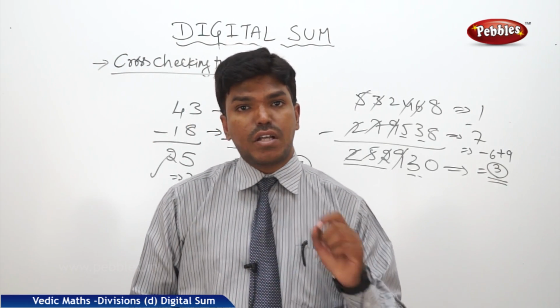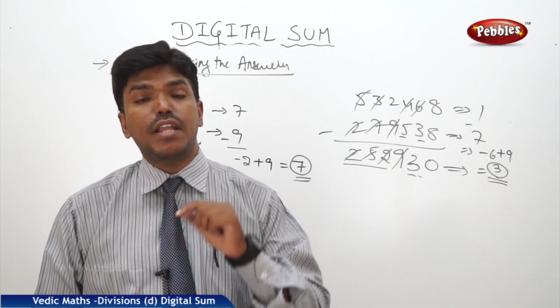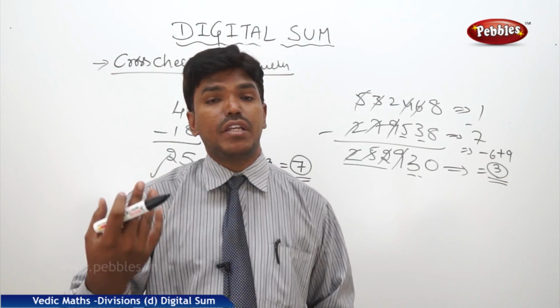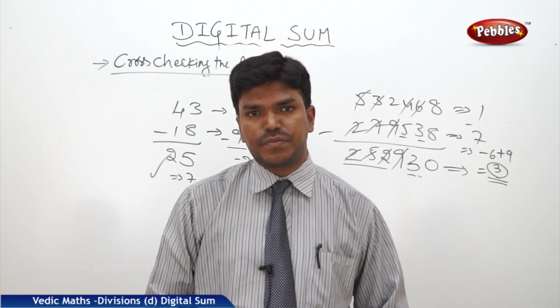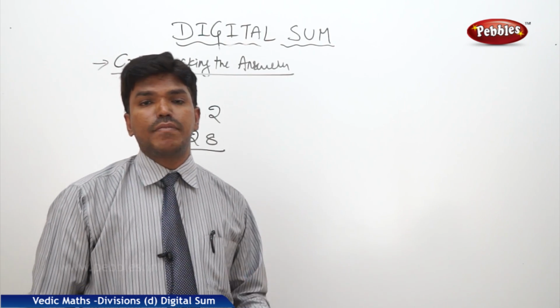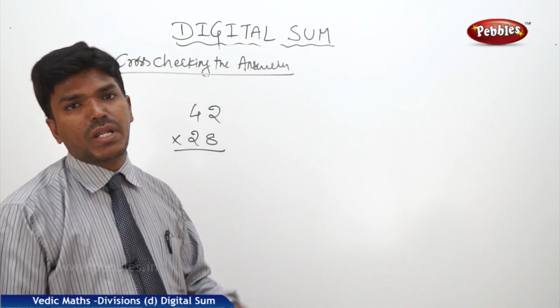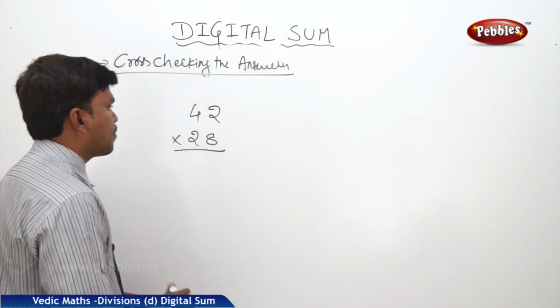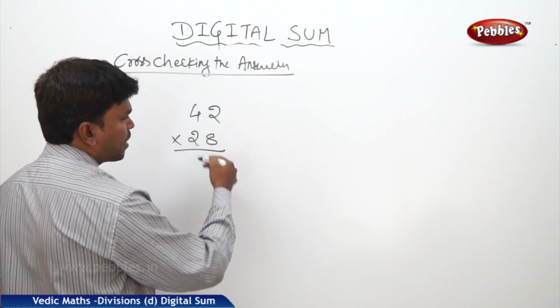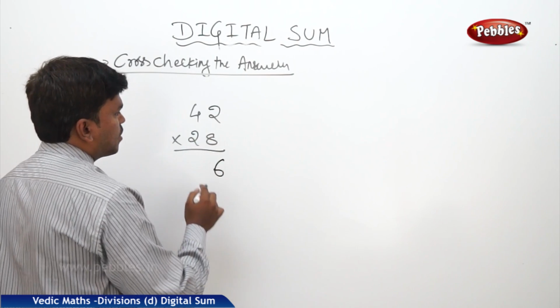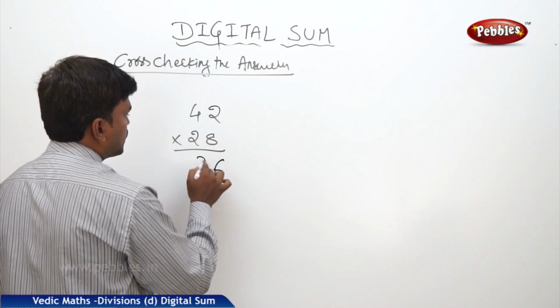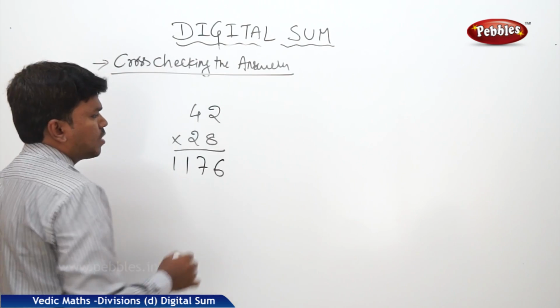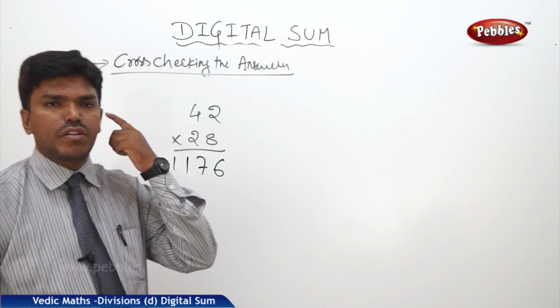Now we'll apply this digital sum technique in multiplications, where it is very, very useful, right? Now let us apply the same technique to multiplications to cross check the answers. For example, 28 into 42. I want to multiply these two. 2 8 is 16, 6 4, 3 8 11. So I got 1176 as my answer.